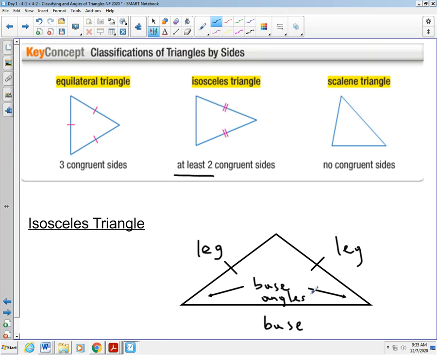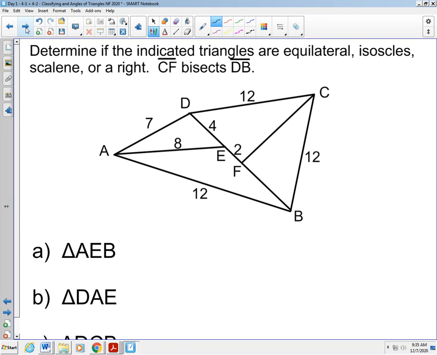And again, we'll talk about isosceles triangles at the end of chapter 4. So how do we classify triangles by sides? Equilateral, isosceles, and scalene. So please memorize the definitions. Okay, so let's practice a little bit.